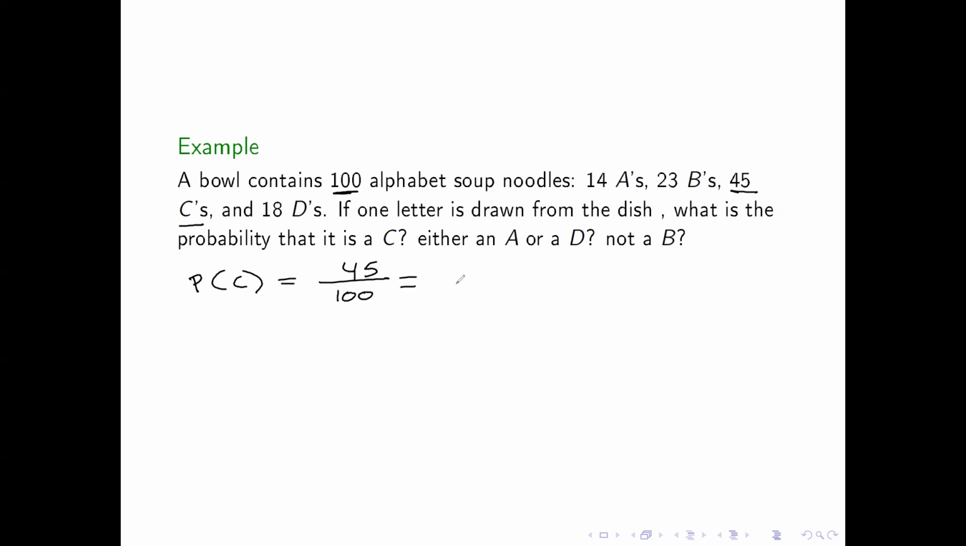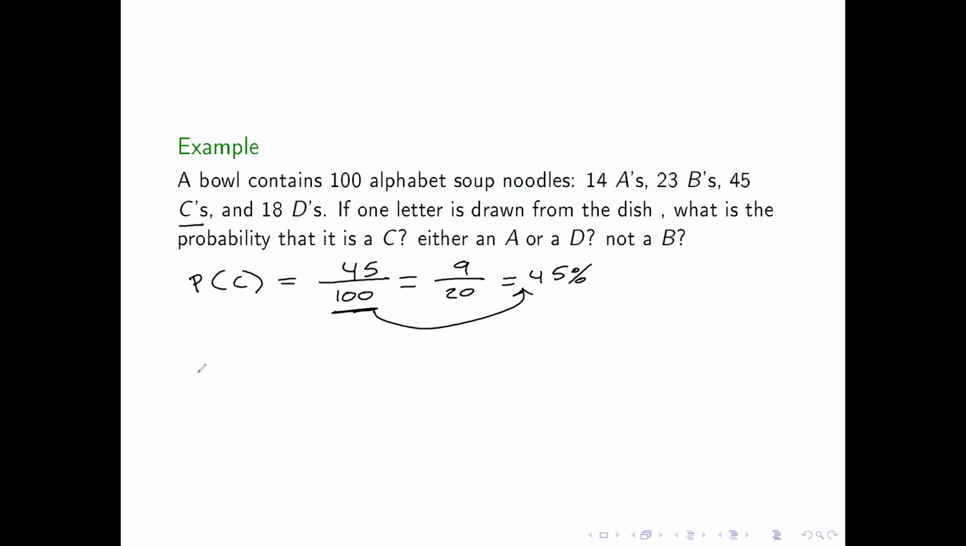So it's this, and we could reduce this if we want to 9 out of 20. It doesn't matter. This 45 out of 100 is perfect because it actually tells us this is 45%. It's really easy to do percentages when you're doing something out of 100, as that's what percentage means. All right, so C, that seemed to be pretty straightforward.